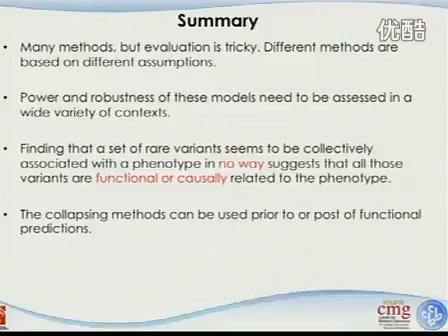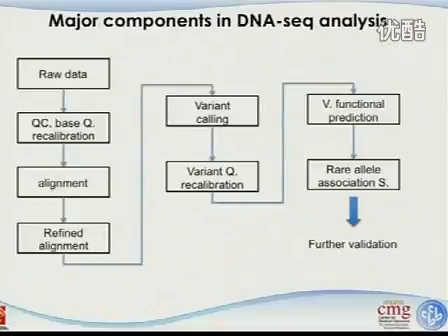And the collapsing method can be used either before or after the functional predictions. So we talked about the functional predictions, the association studies, and collapsing of variants. You can collapse all the variants in a gene, or you can collapse the variants that are predicted to be functional in those genes. That will be the non-synonymous variations, the synonymous variations, and the topics we talked about in the previous slides.